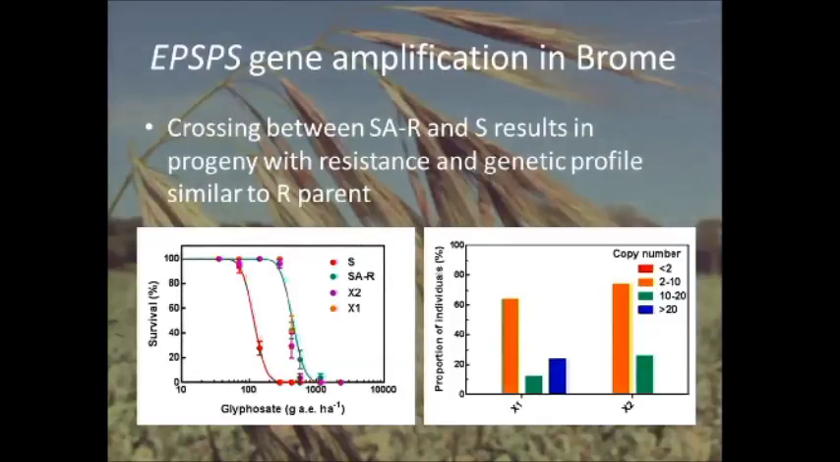We also did some crosses between one of the resistant lines and the susceptible, just to understand how the inheritance works. The F2 progeny showed no segregation for resistance, and also a similar resistance profile to the resistant parent. We've got 2 crosses here, both of them very similar on the curve. This is a dose-response curve, and the gene copy number, while a little bit variable, is also similar to the resistant parent.